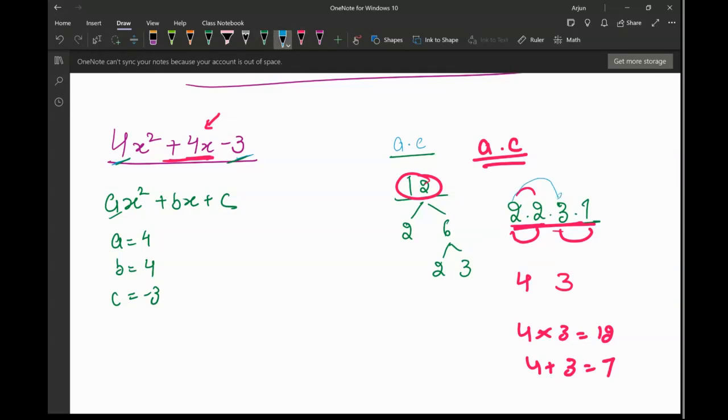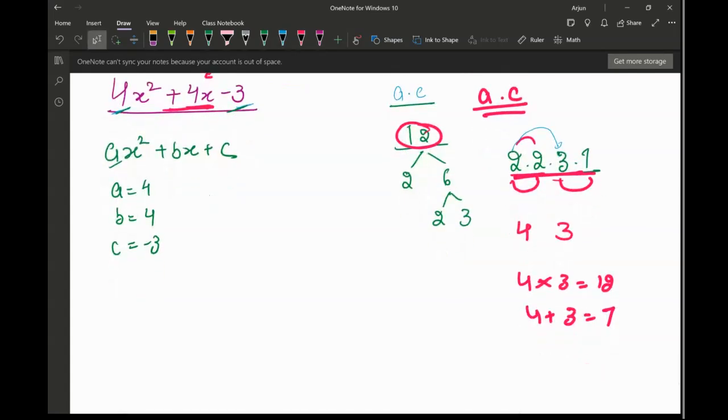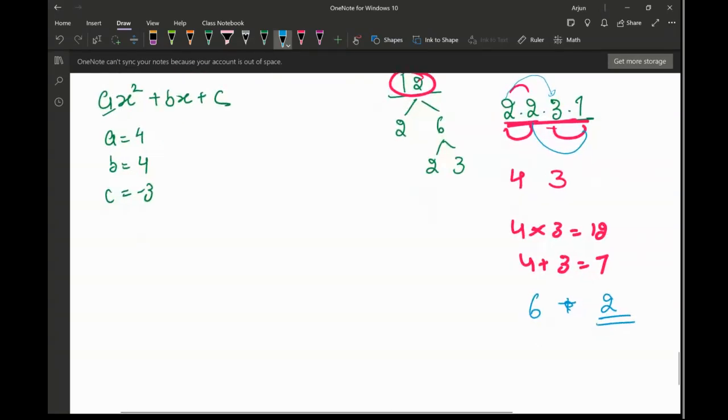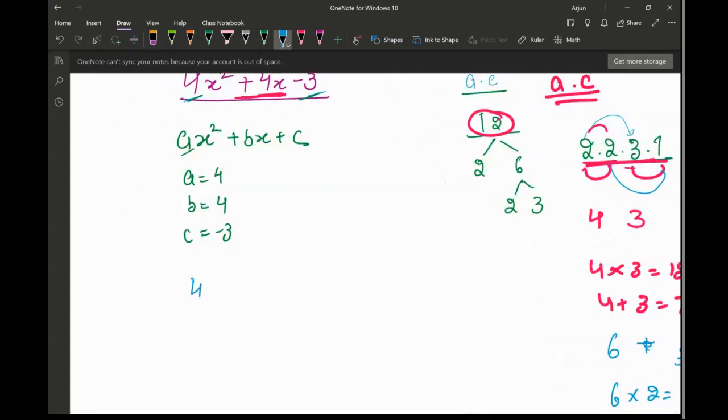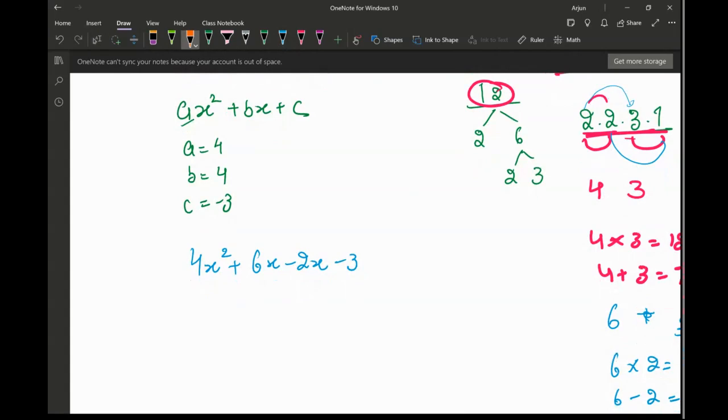I'm going to multiply 2 times 3. So 2 times 3 is 6, and then 2 times 1 is 2. So let's see 6 and 2. 6 times 2 is 12, and then 6 minus 2 is 4. So yeah, we got the numbers. So I will write it as 4x squared plus 6x minus 2x minus 3. And now I can find the factors.